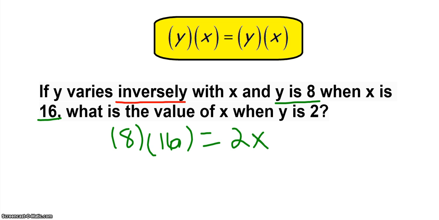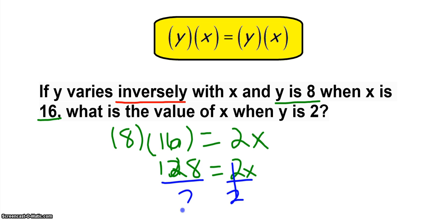Okay, let's multiply 8 times 16. So on your calculator, type in 8 times 16. And when you do that, you get 128. I'm so sorry, my writing is bad today. Equals 2x. Alright, last step is to divide. So I'm going to divide by 2. 128 divided by 2 equals 64. So x equals 64.